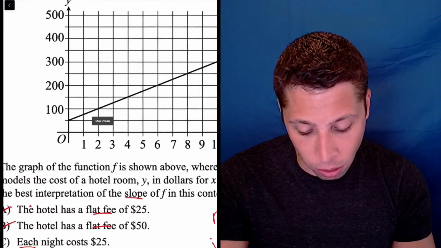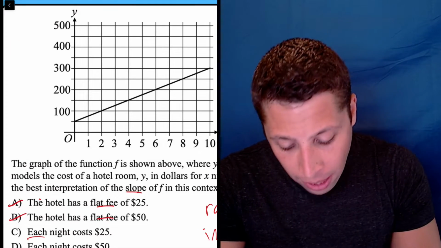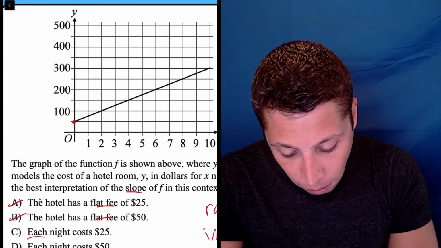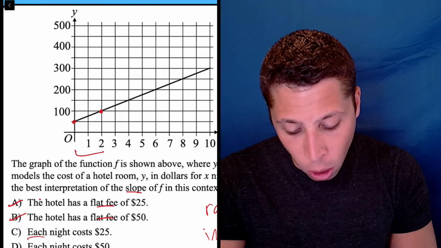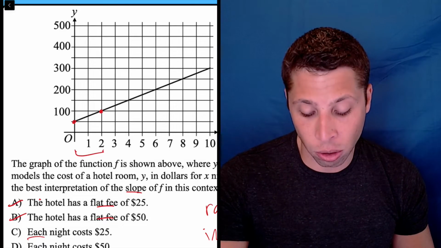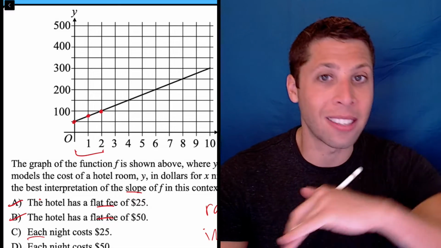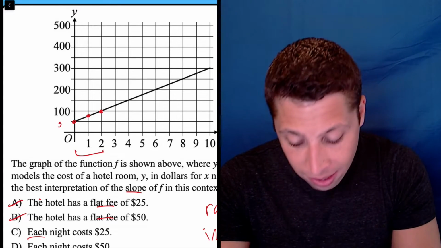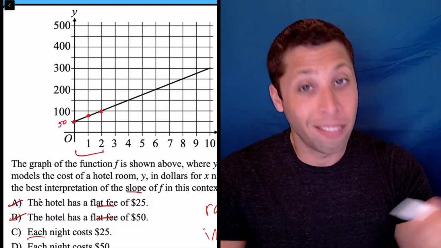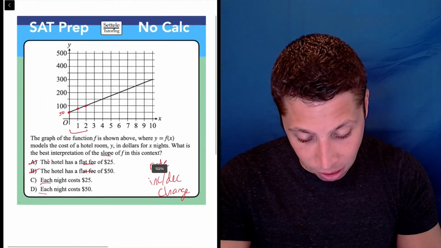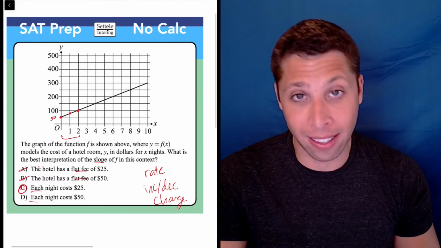So what is the increase? Well, it's hard to tell, but in this case, it looks like we go from 50 to 100 over the course of 2 nights, right? So just divide that in 2. I know that this point right here is hard to see because it's in the middle of a box, but if this is 50, then it's 25 each night. So that's going to be choice C, and that's the answer.